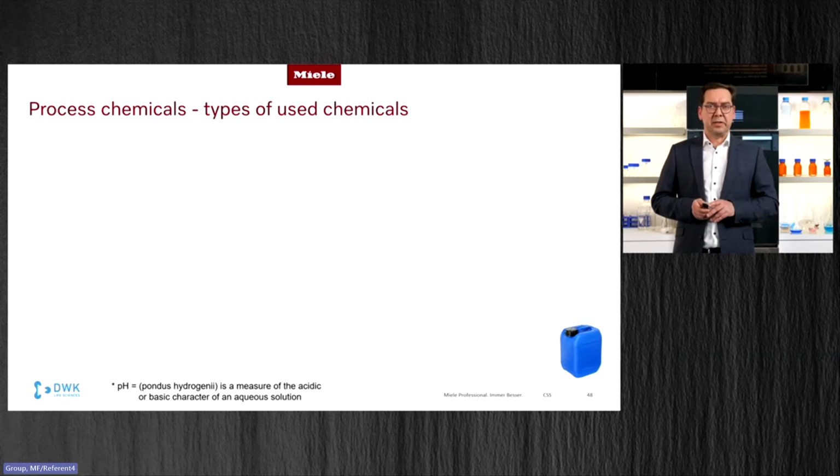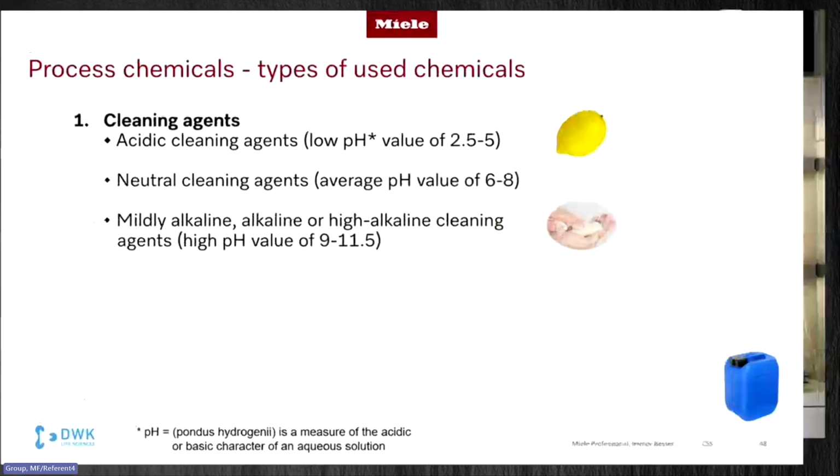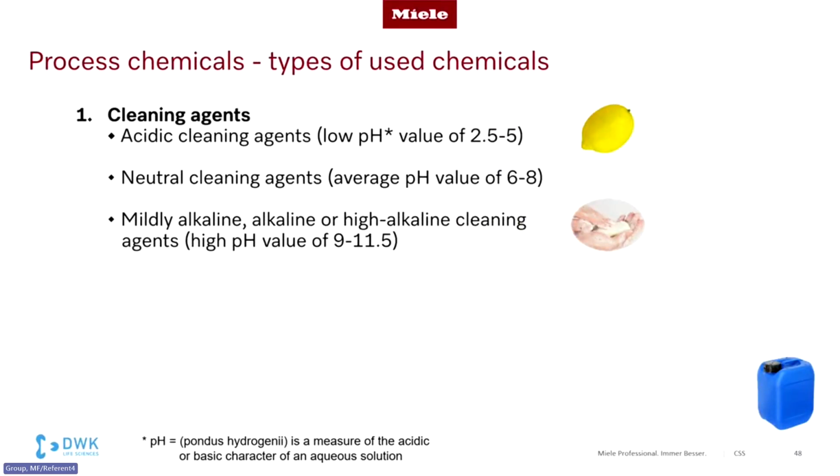Speaking about process chemicals, we distinguish more or less between 3 different groups of process chemicals, and I want to start with detergents. And here we have 3 classes of detergents, very briefly speaking. And we distinguish them according to their pH value. pH is an abbreviation for Pondus hydrogeni, and it's a measure of the acidic or basic character of an aqueous solution.